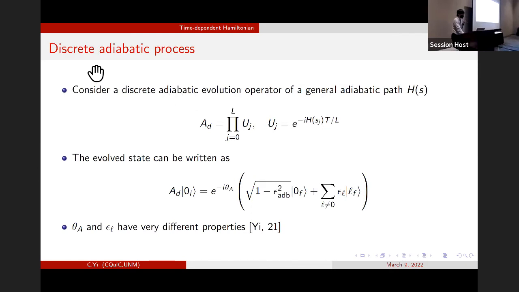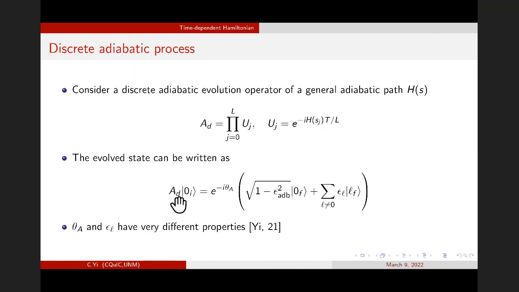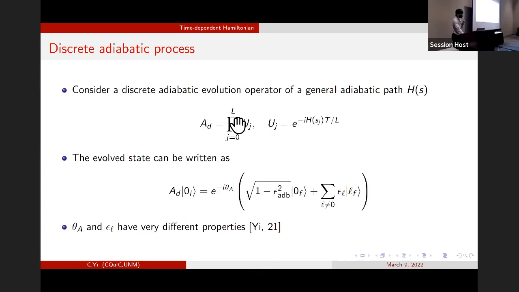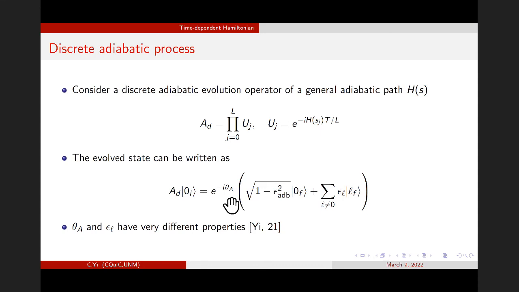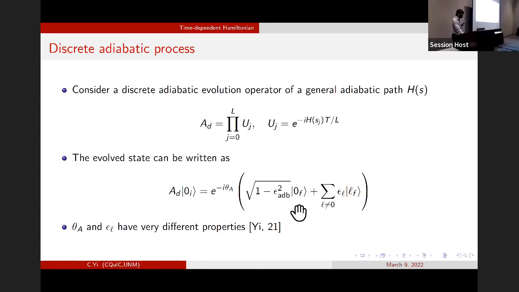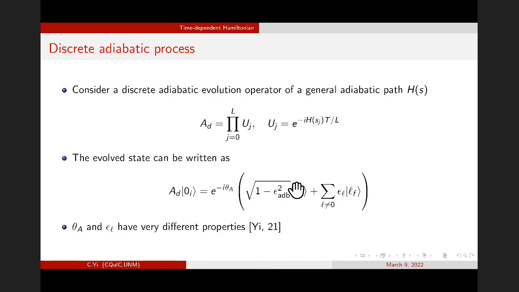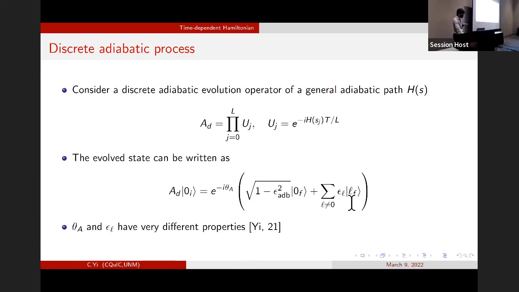So to see this, let's consider a discrete adiabatic process where this is one state of the initial Hamiltonian. This is the discrete adiabatic operator, which is the product of a list of unitaries. And its inner product to the final ground state is the square root of 1 minus the adiabatic error. And because the adiabatic error is not zero, there's also some amplitude to higher energy levels in the final Hamiltonian. There's also a relative phase between these two states, which is called theta A.